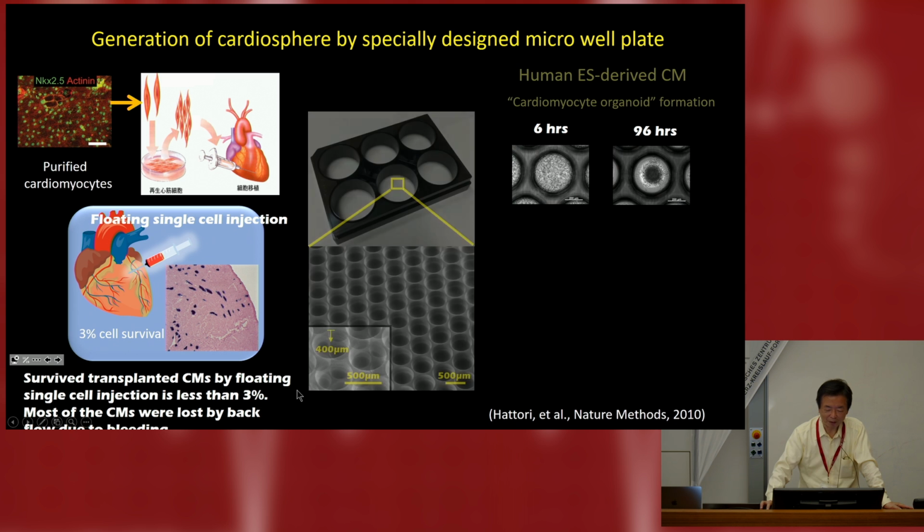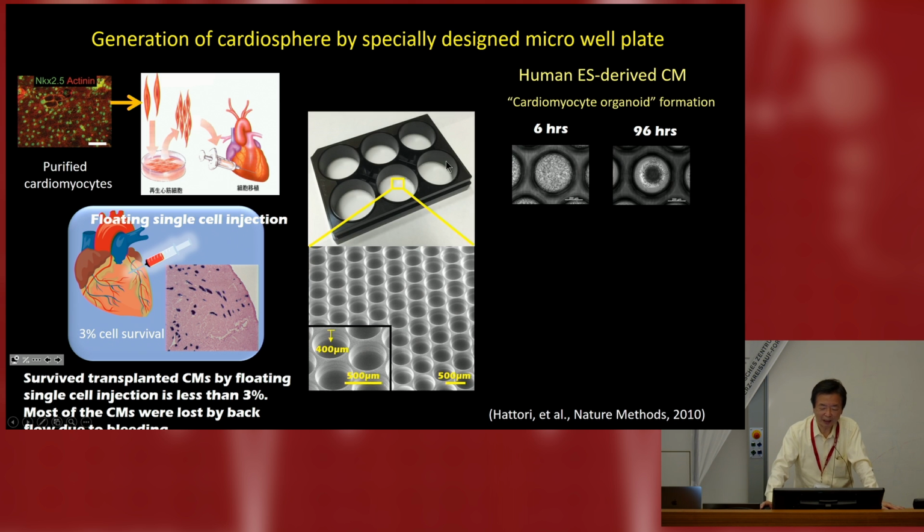In this experiment, we collaborated with a chemical company to make a newly developed plate. At the bottom of this plate, there are small holes. The size is 500 micron and depth is 400 micron, and the bottom is round. We performed coating of the surface, and we put the cardiomyocyte in it.